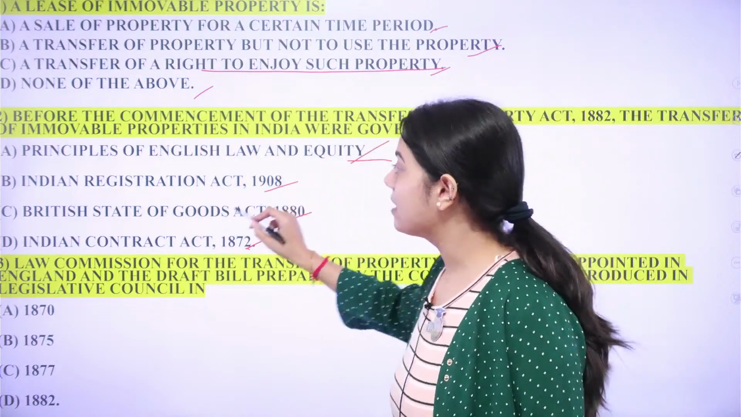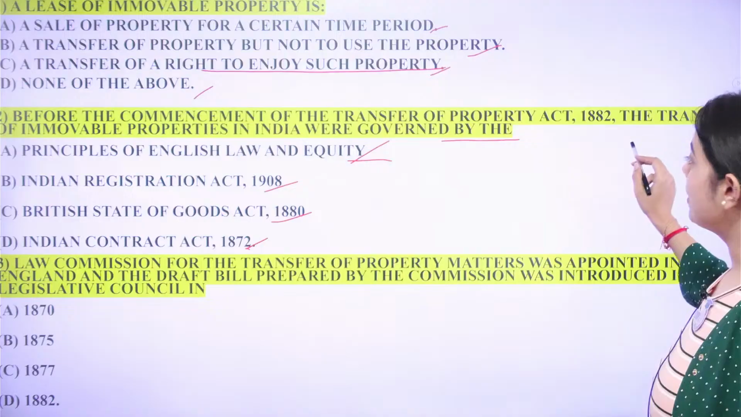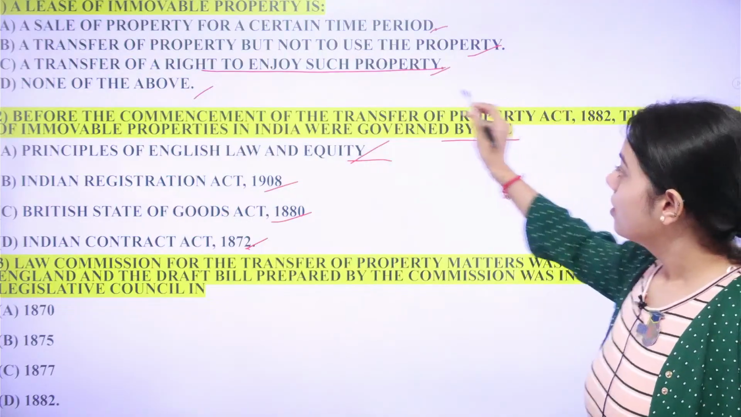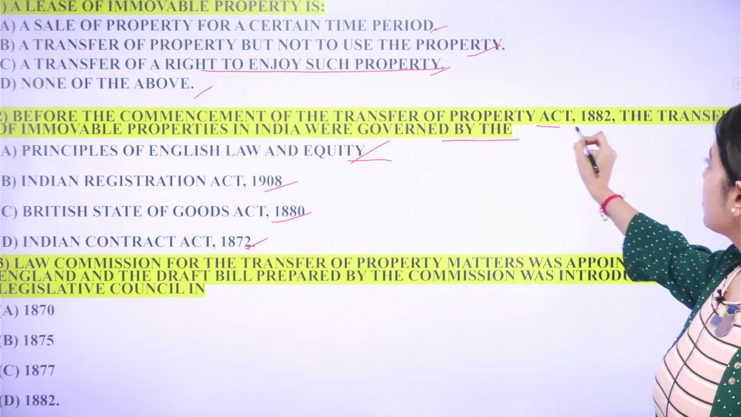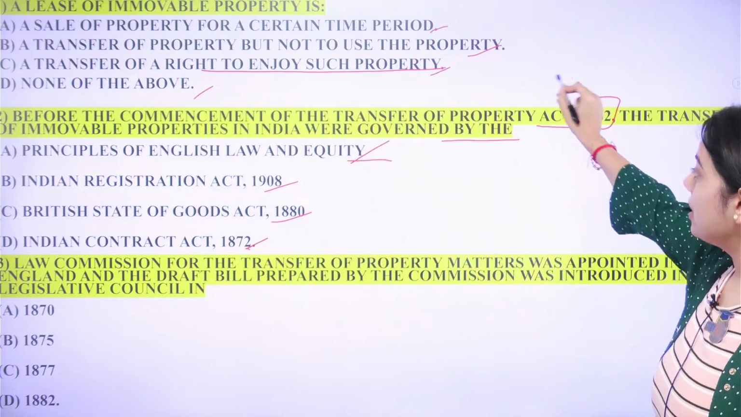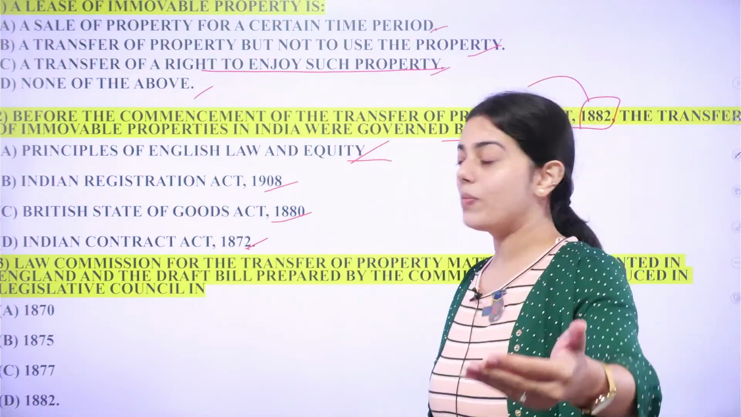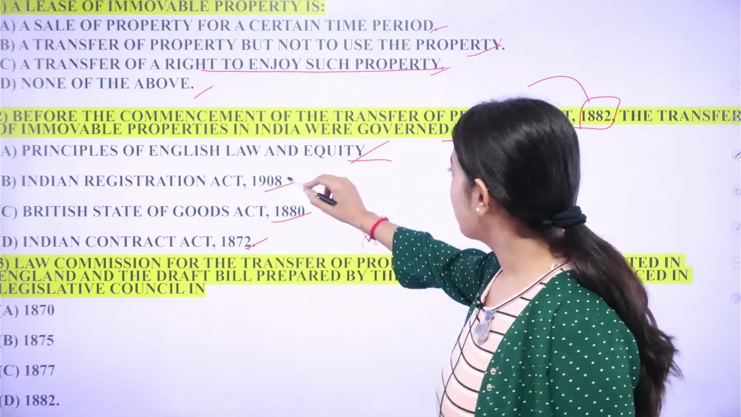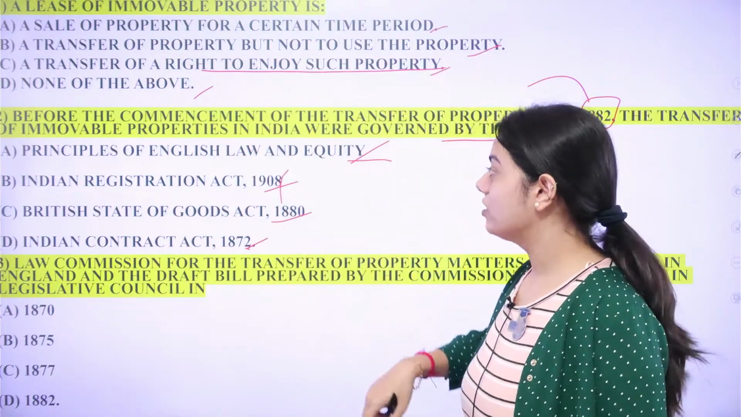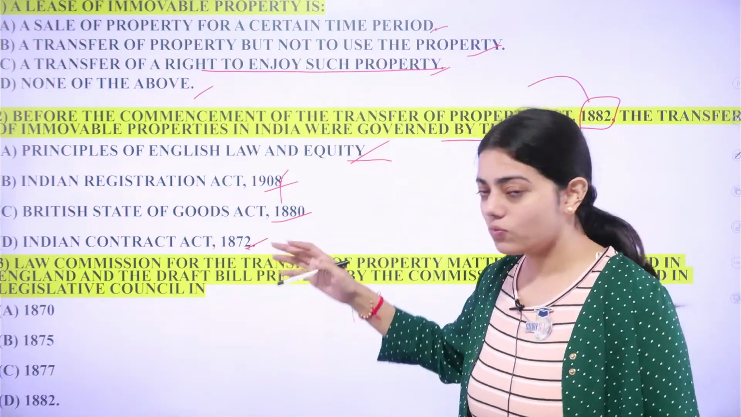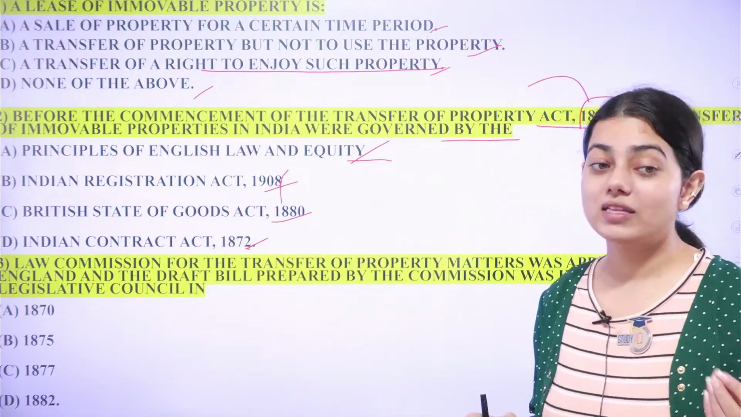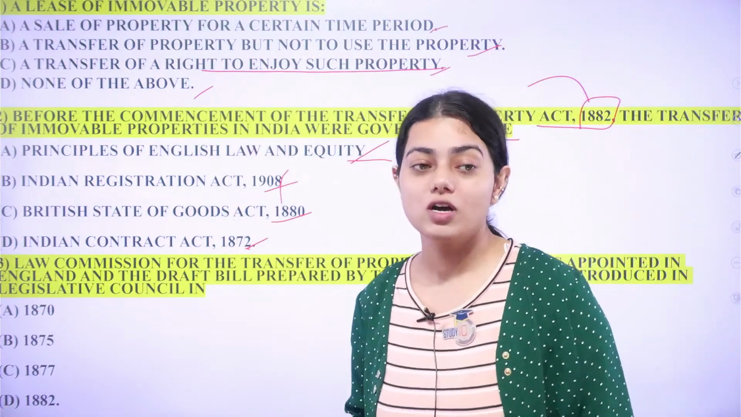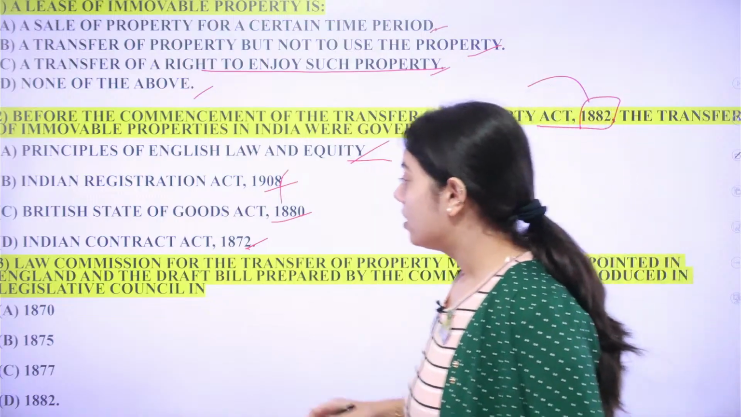The reason being that let us apply the elimination method. What is this saying? Before the commencement of TP. Now this act is of 1882. So for 1882, we have to move a bit backwards in time. So we can eliminate this absolutely, Indian Registration Act. Okay, so by this method you can also apply the elimination method and majorly you will get your answers correct in the exam. Let's move forward.